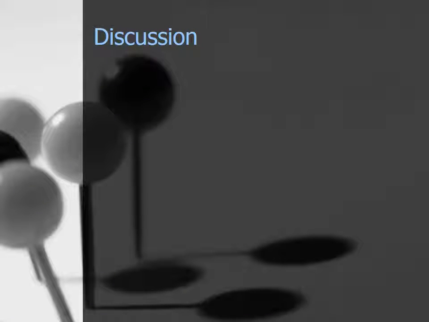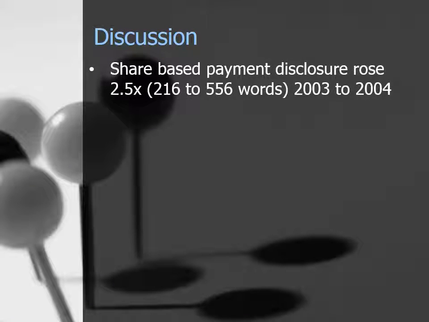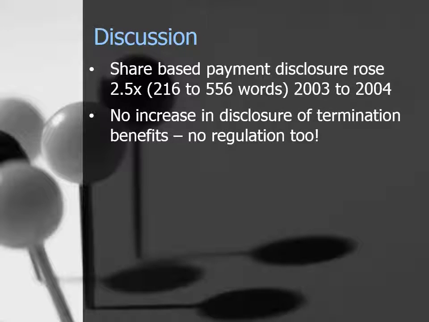The results of this empirical study suggest that voluntary disclosure is limited prior to the adoption of the regulations, as evidenced by the 2.5 times increase in disclosure about share-based payments between 2003 and 2004. And there's no regulation to disclose termination benefits, so there was no increase in the disclosure about how much executives got paid when their employment finished.